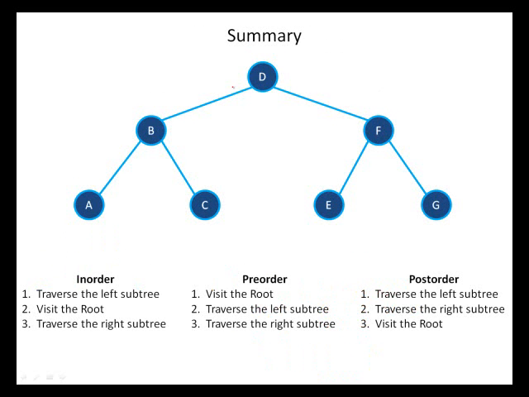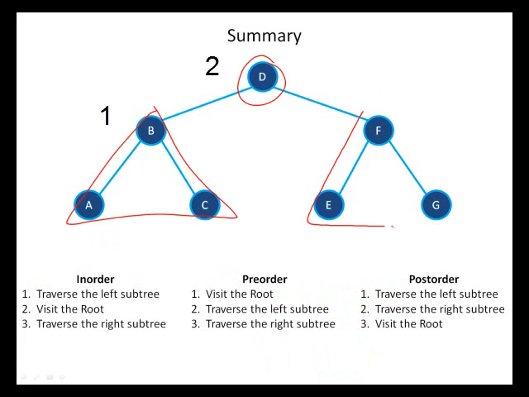In-order is only used on binary trees and is accomplished by traversing the left subtree first, then visiting the root, and then traversing the right subtree. It will give us an ordering like this.